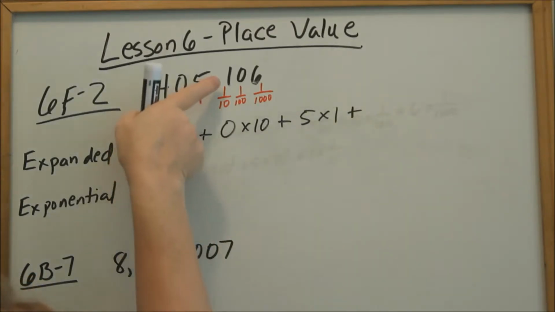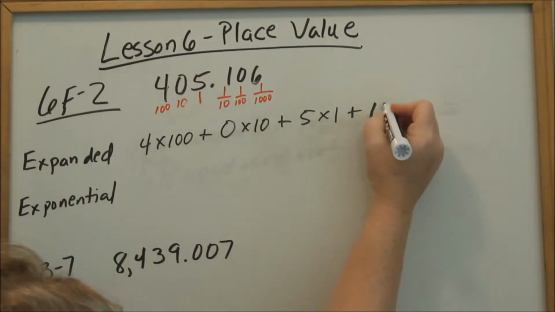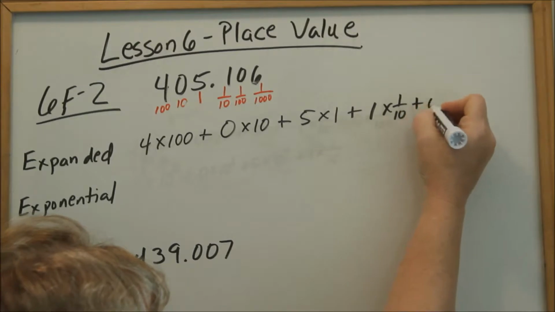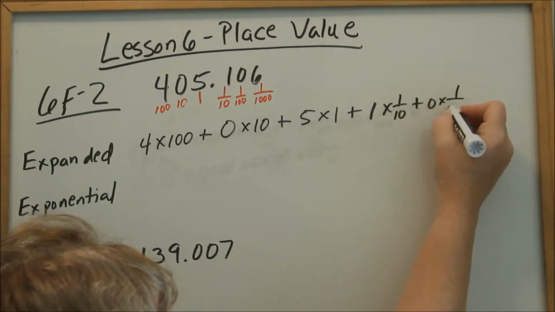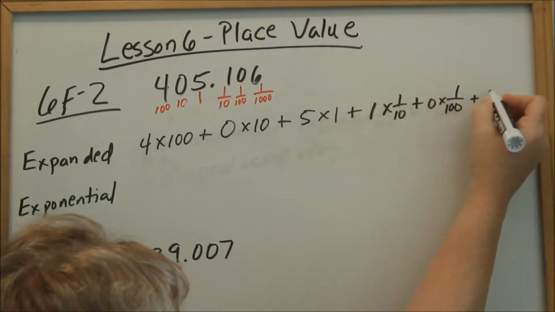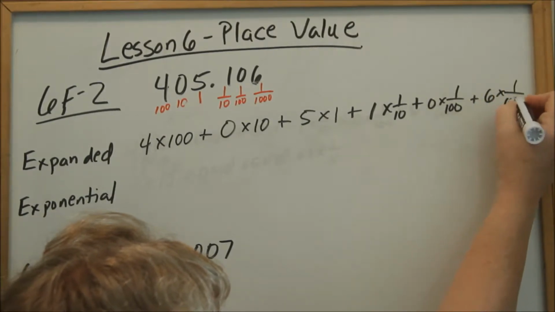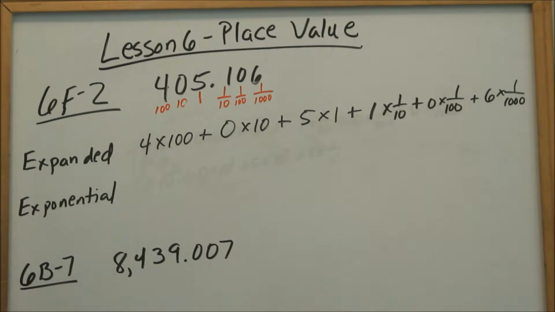Plus, now the 1 is in the 1/10th place value, so 1 times 1/10, plus 0 times 1/100th, the 0 is in the 1/100ths place value, plus 6 times 1/1000th, the 6 is in the 1/1000ths place value. Okay, so that is in expanded notation.